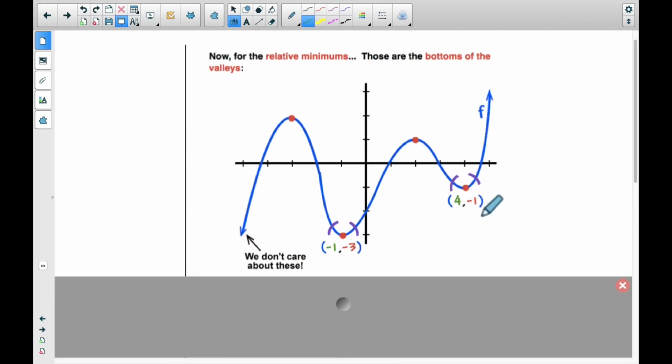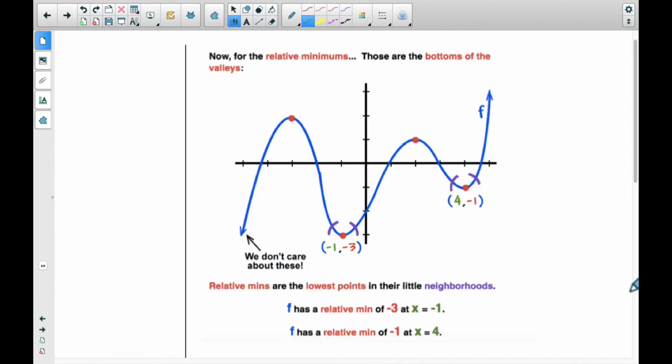So here's a min, and again, we don't care about those because that would not be the relative min, that would be the absolute min. And so the relative minimums are the lowest points in their little neighborhoods. So here's a minimum of -3, and here's a minimum of -1. Because in this area we're talking about, there is a minimum there. So it has a minimum of -3, where? Well, at x equals -1. And this has a minimum of -1, where? Well, at x equals 4.